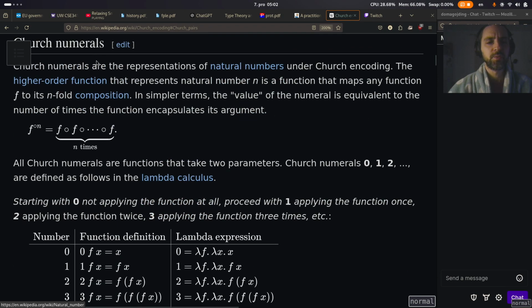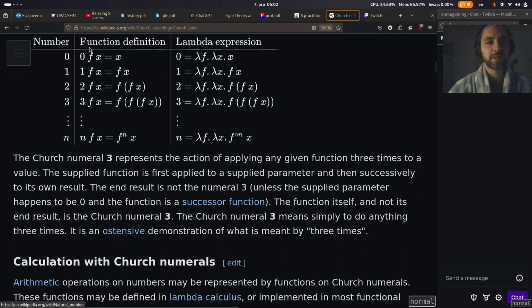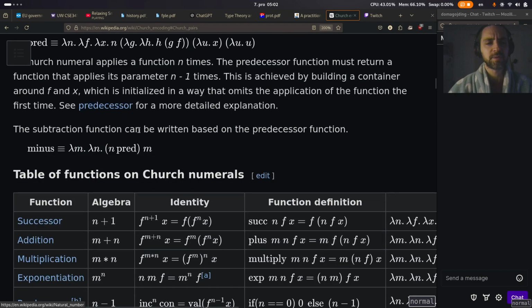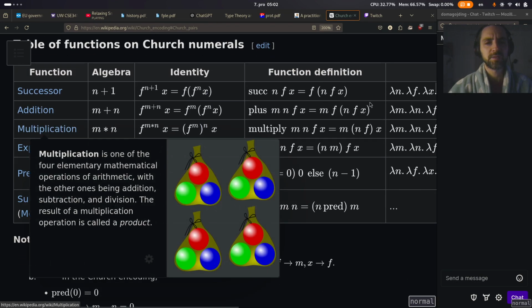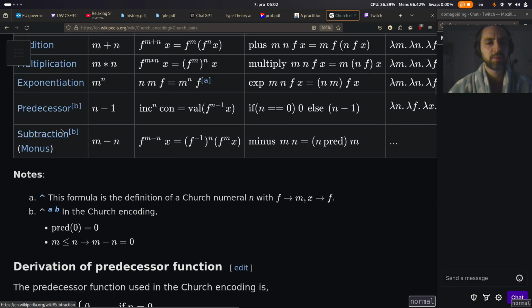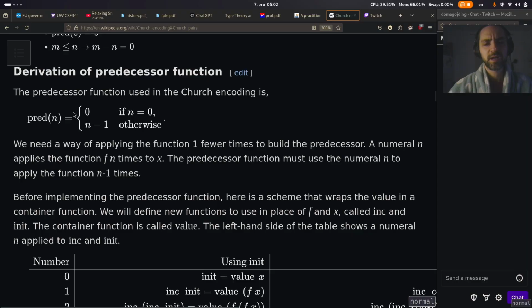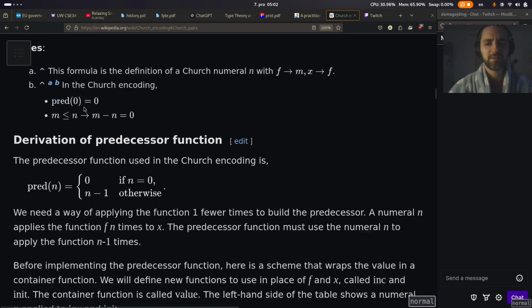Church numerals, and we are going to actually define numbers. Look at this. I'm not actually reading this much, but how to define numbers and successor, addition, that's all we have to define. Multiplication, predecessor. So we are kind of creating a language with functions. That's why I'm doing it now.